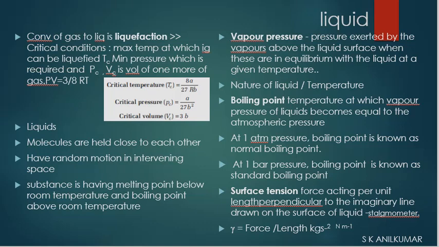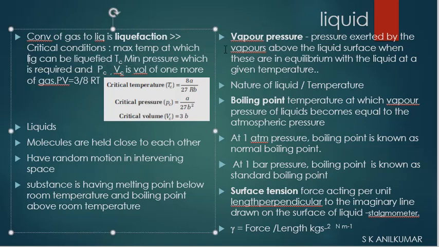What are the critical conditions? The critical conditions required for liquefaction: at any point in time you cannot convert water vapor into water. There are certain conditions at which this is possible. The maximum temperature at which a gas can be liquefied is called Tc. The minimum pressure required at that temperature for liquefaction is called Pc, the critical pressure.